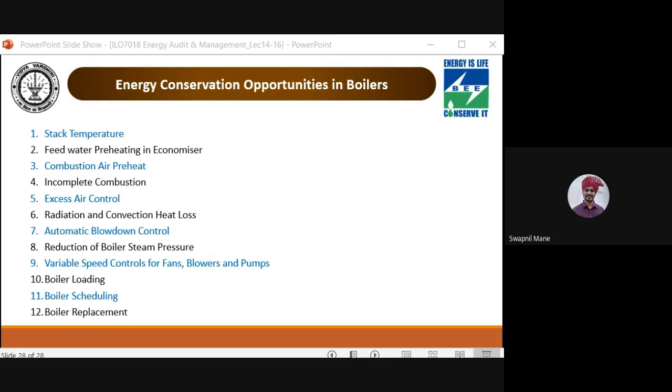Then excess air control. What is excess air control? Each and every fuel has some oxygen requirement set. You can find it in literature. If this value is hampered, it will result in carbon monoxide formation and excess carbon dioxide formation. Now think that if there is carbon monoxide and carbon dioxide formation, some amount of heat may be carried by these gases, which can cause the efficiency to drop. And that is why excess air must be controlled.